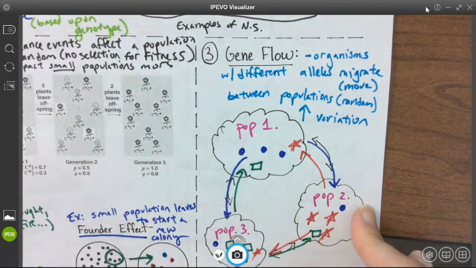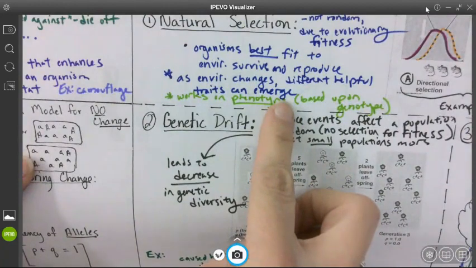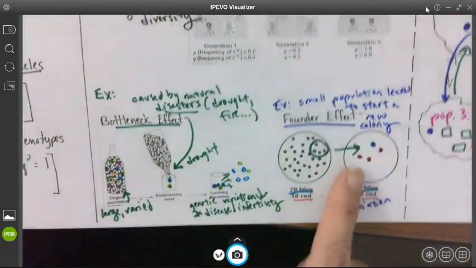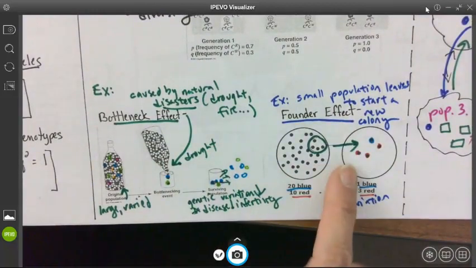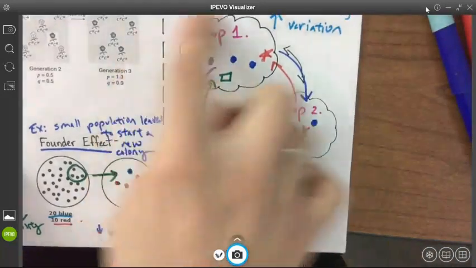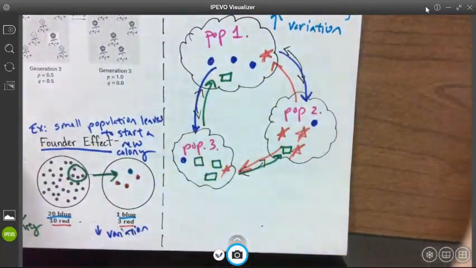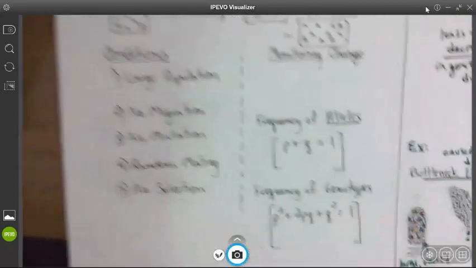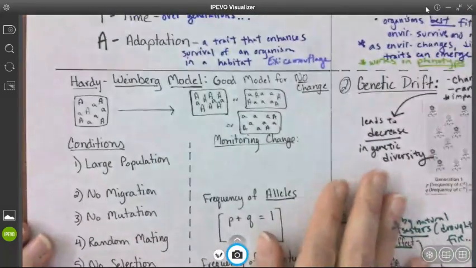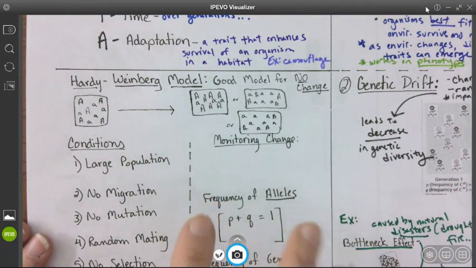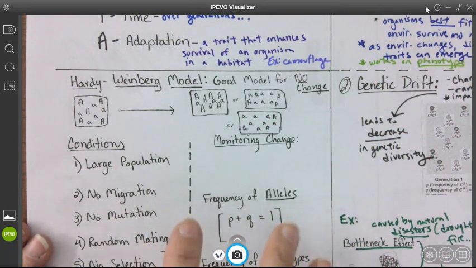So we've talked about 3 main mechanisms for evolution. Natural selection is due to evolutionary fitness. Genetic drift decreases variation, and 2 examples are bottleneck effect and founder effect. And then gene flow increases variation when organisms move between these populations. The next thing we'll talk about in a different video is this Hardy-Weinberg model. This is a way to mathematically calculate whether or not evolution could be occurring based on shifts in allelic frequencies. But we'll talk about that later.